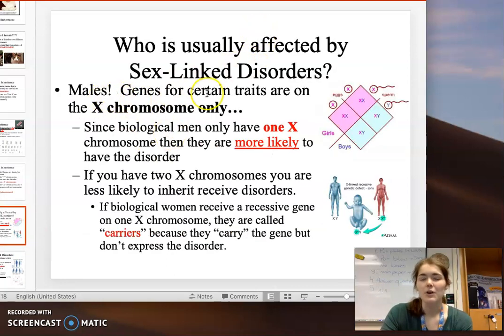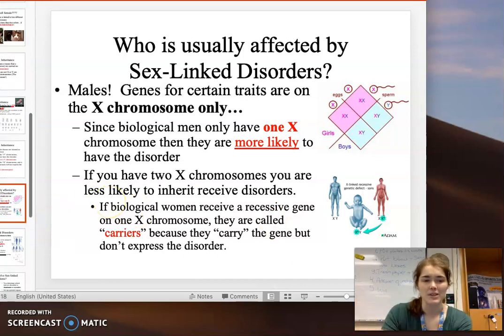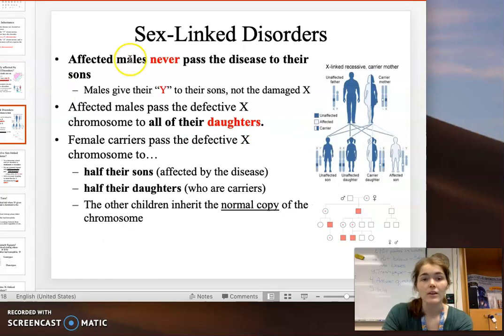Males are more often affected by sex-linked disorders because, like I said, they only have one X chromosome, which makes them way more likely to express whatever that recessive trait is. If you have two X chromosomes, you're less likely to receive those disorders. Females can be carriers because they can carry the gene without expressing it. If you have two X's, one good and one bad, you will show the good trait, but if you have a kid and pass that X on, you could pass on the bad X. It's sometimes not bad, just like color blindness, which is inconvenient.